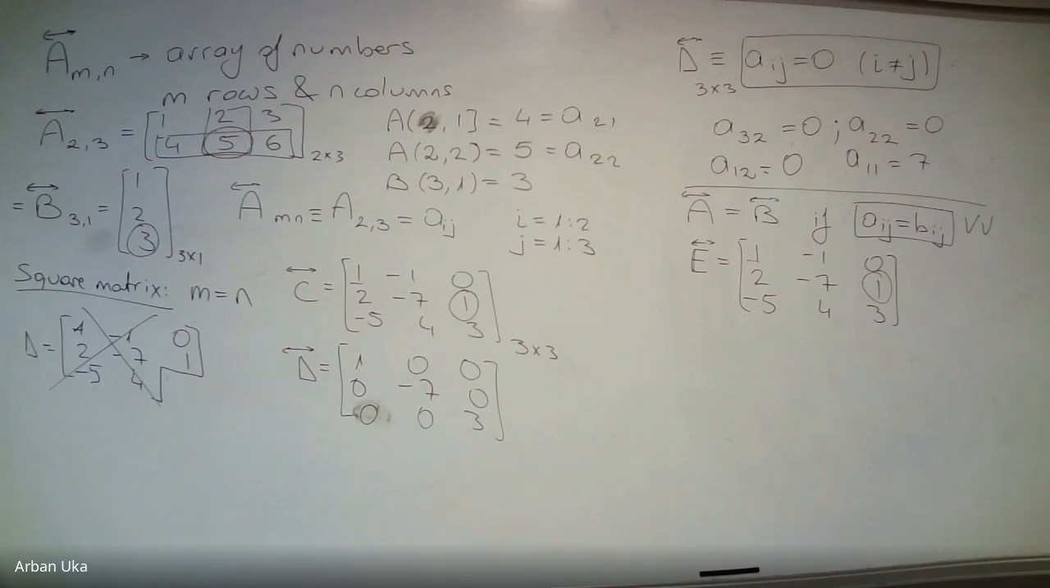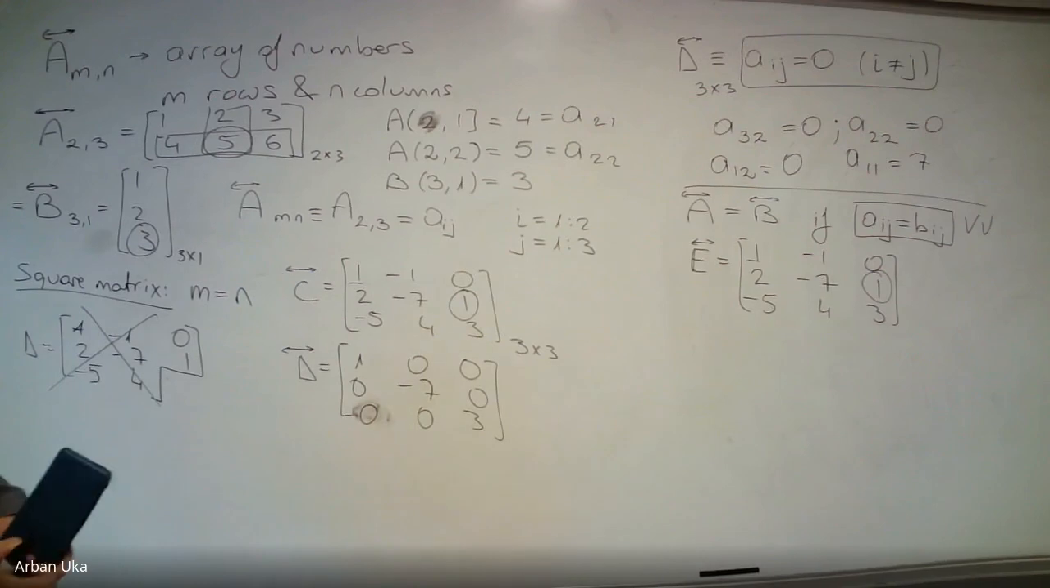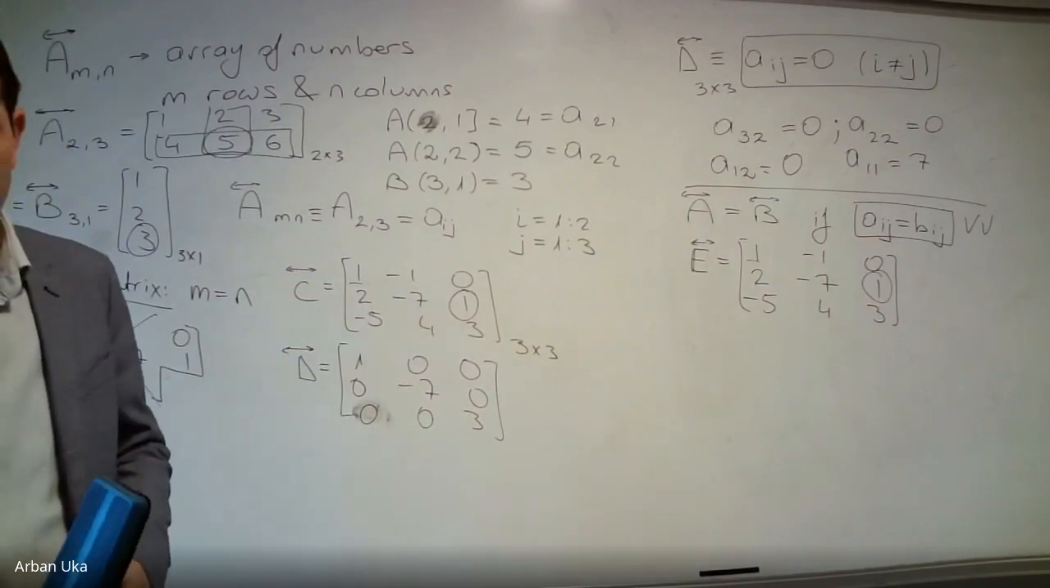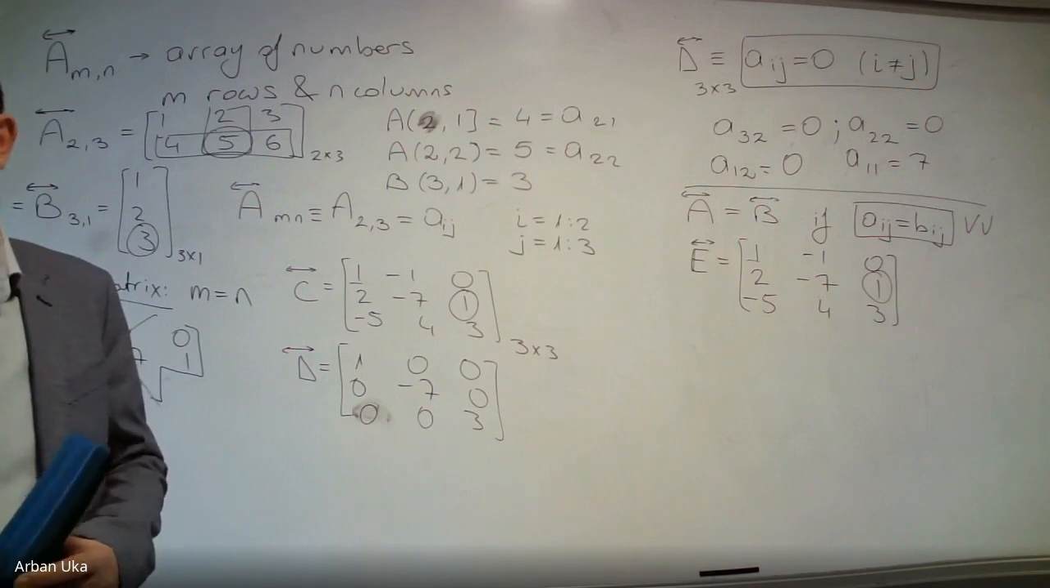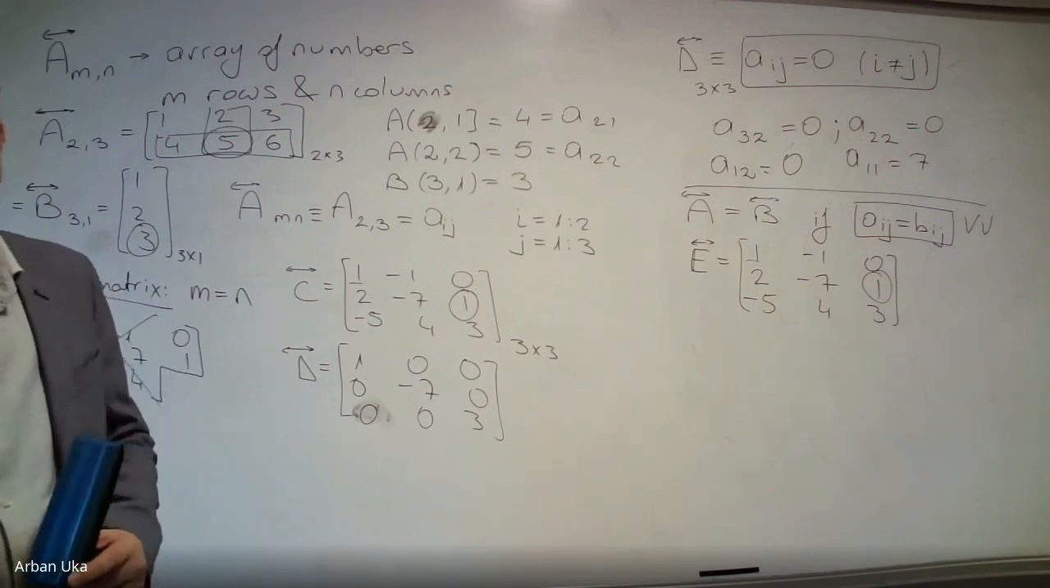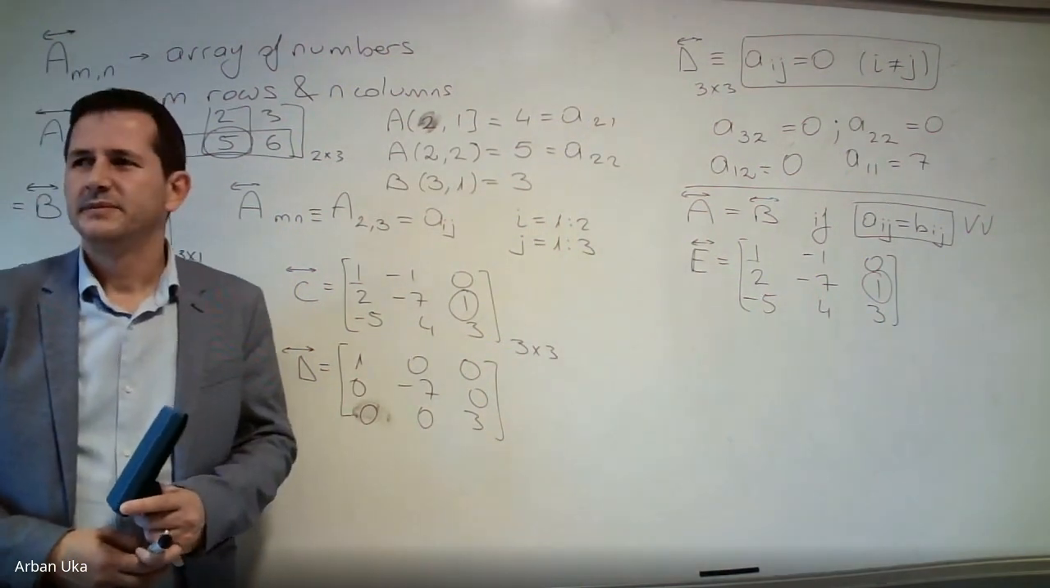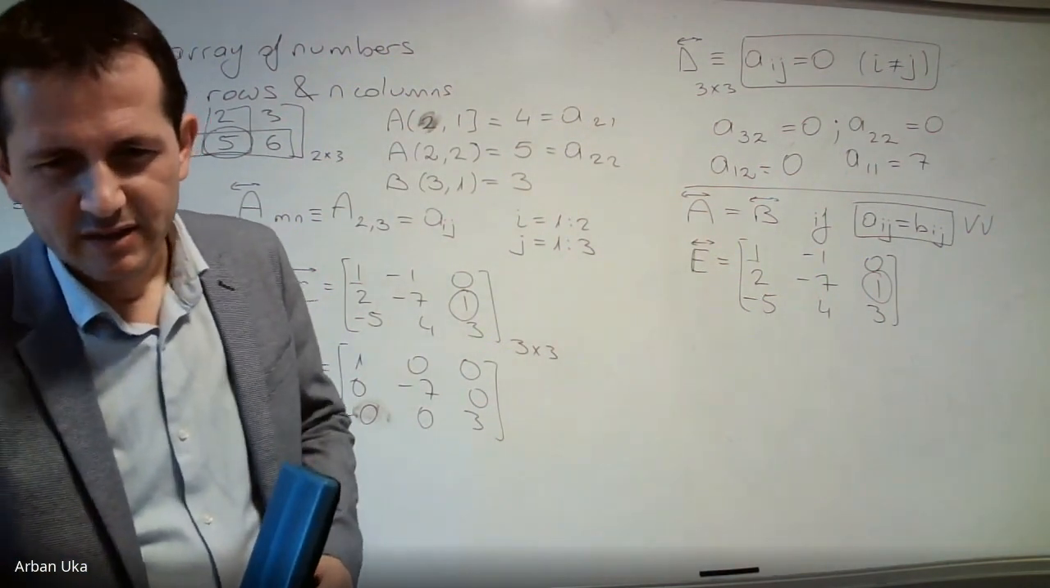For example, when we are going to solve systems of linear equations, these numbers will represent certain relationships between 2 or more variables. Any other question? Okay.